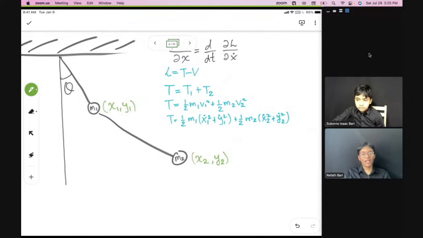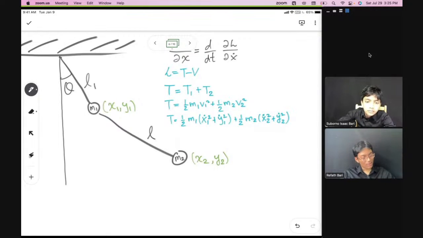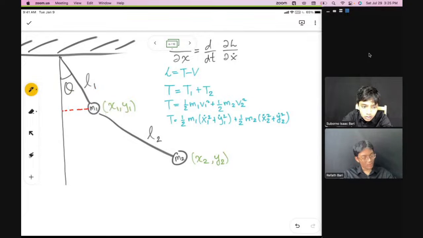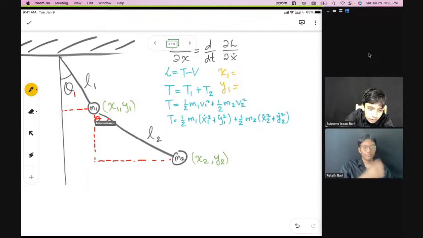Okay, great. So we've got our kinetic energy, but we've got to express x1 in terms of something better. Let's call this rope length L1 and this rope length L2. So tell me what x1, y1, x2, and y2 are going to be. I see you're already drawing what we'll need to define those quantities. Let's draw these real quick. I can call this angle theta 1 and this small one theta 2.